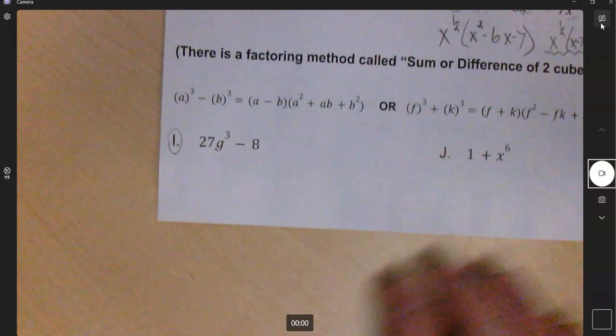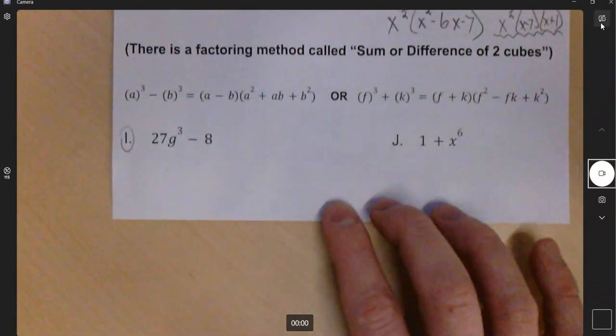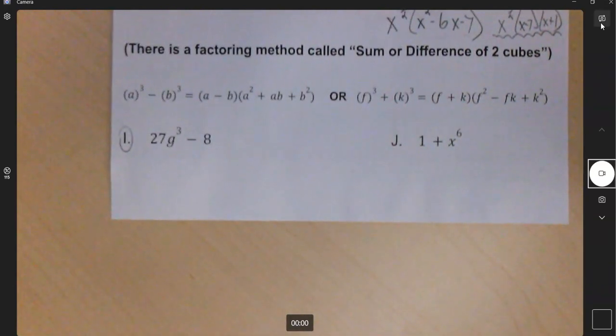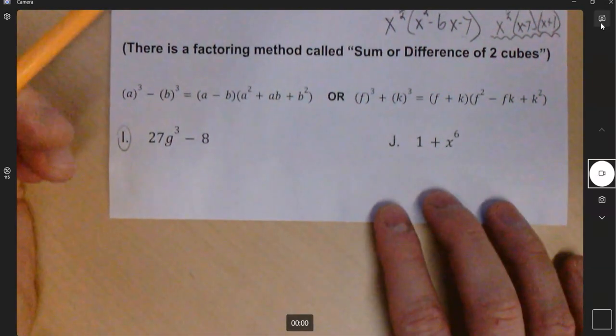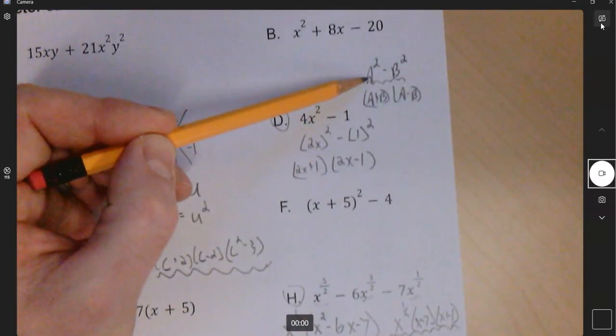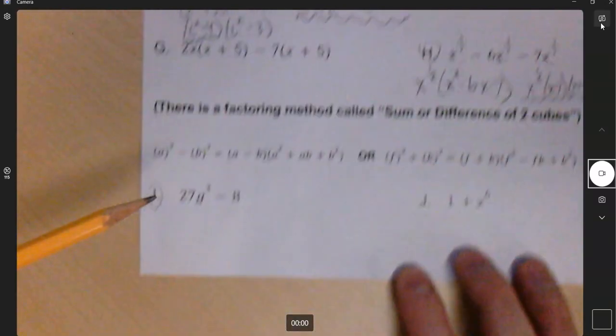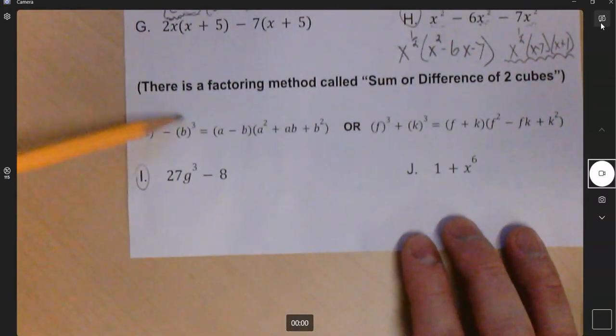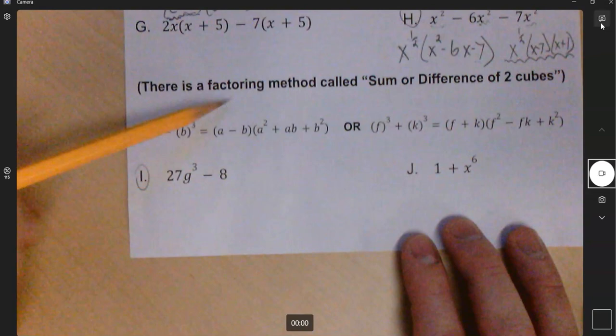Okay, finally, the last one is a tough one. We don't see it all that often, but let's at least expose you to it. You've seen it before. It's not totally foreign. It's called a sum or difference of two cubes. We're not talking squares anymore, cubes. And kind of the same routine I gave you. If you can write it like this, it will factor to this. That works here.